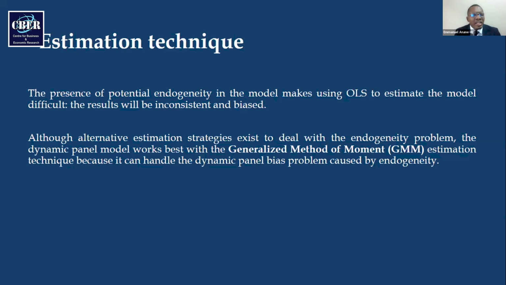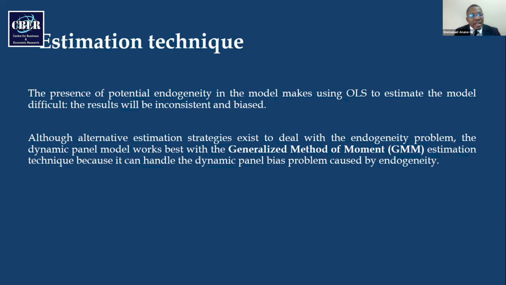Now, what will be the estimation technique to help us so that we can make meaning out of this research? Looking at the panel data, there is a presence of potential endogeneity in our model. So once we use OLS to estimate, our results will be inconsistent and biased. Research has shown that there are alternative estimation strategies to use when we have a model like that, like the instrumental variables or the two-stage least squares.